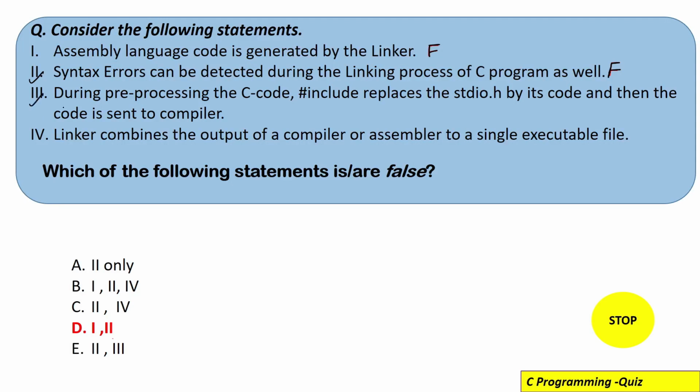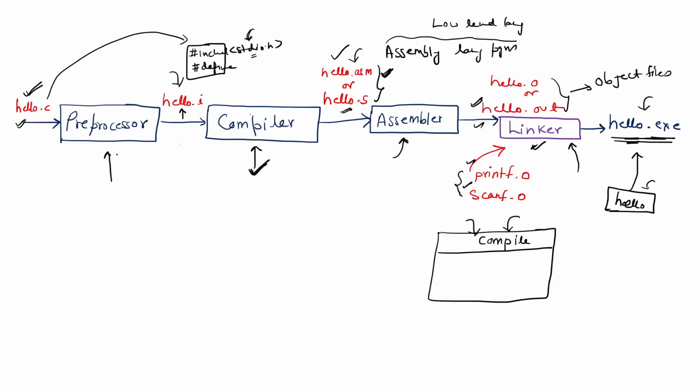Now let's see the third statement. It says during the pre-processing of the C code, hash include replaces the stdio.h by its code, and then the code is sent to the compiler. So during the pre-processing, all the things of stdio.h will be replaced by its actual code, and then the file which we have got after the preprocessor phase will be sent to the compiler. So this statement is correct. We have seen that during the preprocessing, we replace all the code of stdio.h and we get a new file which is given to the compiler.